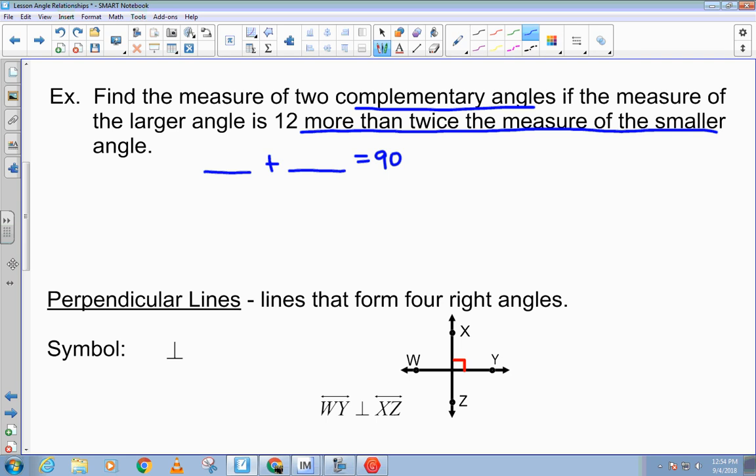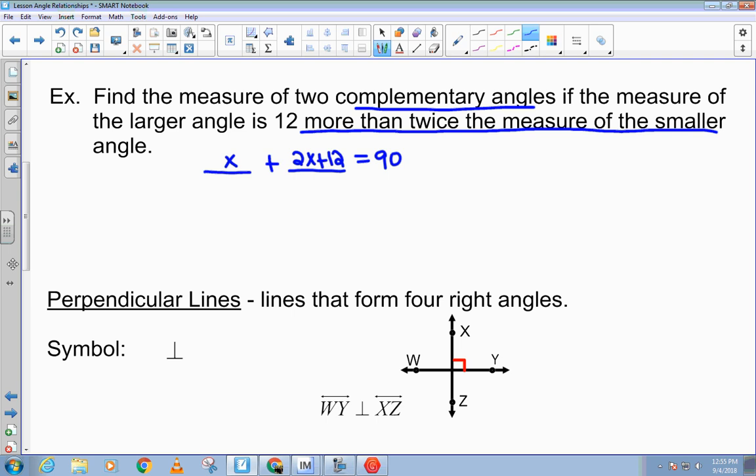Do we know what the smaller is? X is the smaller. We don't know it, so we're going to let it be X. Then it says the larger is 12 more than twice the measure of the smaller. What's that? 2x plus 12. More than means add, and it is 2 times, not twice. So 2x plus 12. Together, they equal 90. Make sure you use the smaller one and the larger one together. Sometimes people just try to use that larger one because they forget to include the smaller one too.